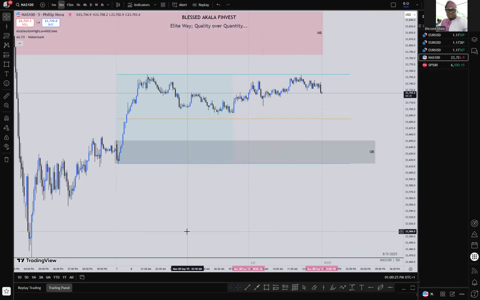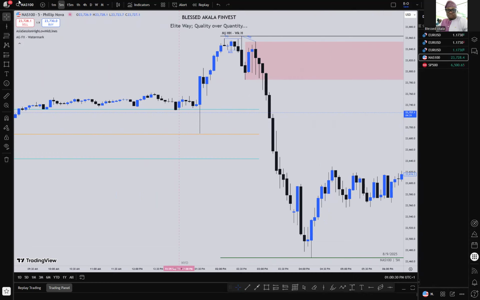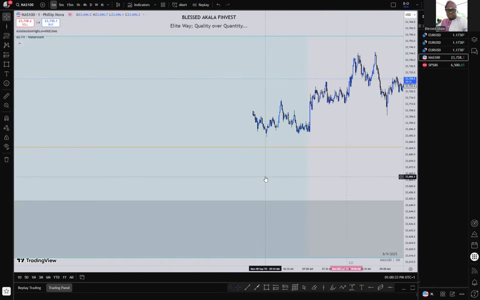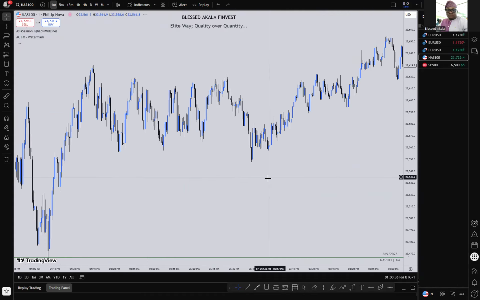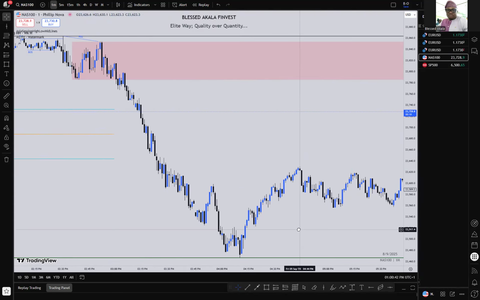So this leg here, let's check it on 1 minute so that at least we'll be able to have a proper view of it. And as you can see, we have this level. Liquidity was taken also below this low. Liquidity was taken, then we have a break of structure of this particular leg. We have a break of structure of that leg.